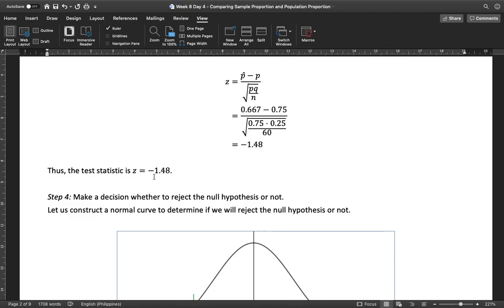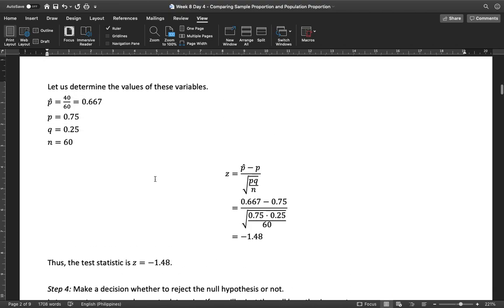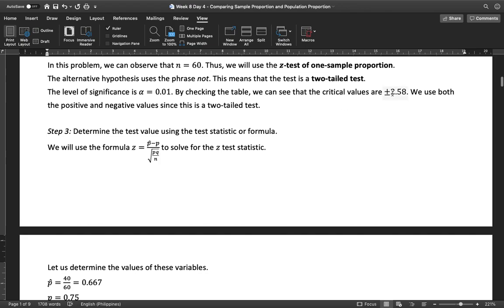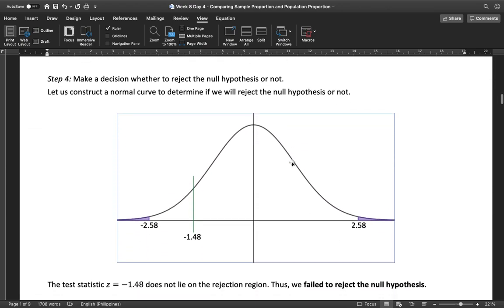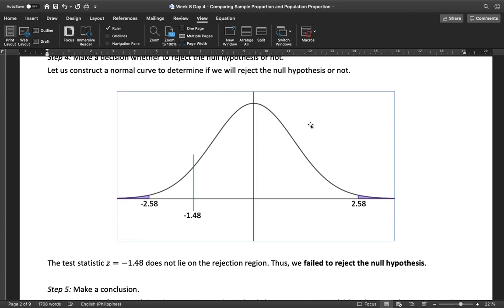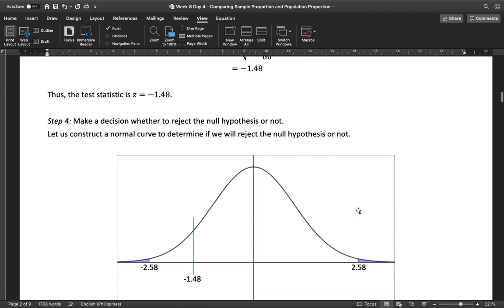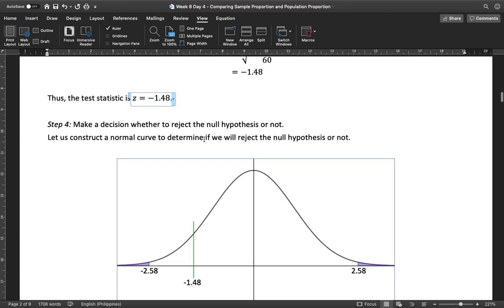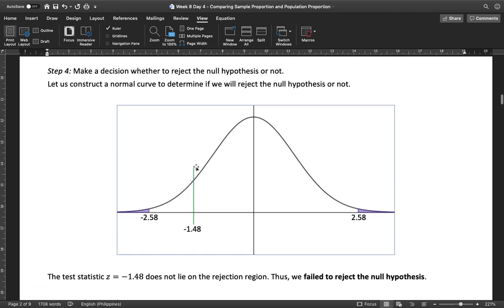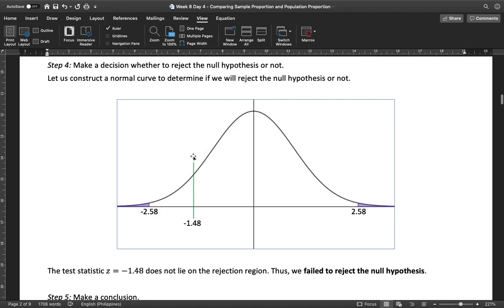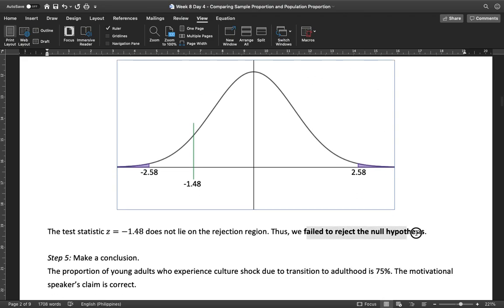So ang kailangan natin doon, test statistic at check critical values. Ano nga ulit yung critical values natin? Positive, negative 2.58. So we plot it here. Negative 2.58, positive 2.58. And where is the test statistic? Negative 1.48. Somewhere here. So, ayan. So, we can see here that the negative 1.48 does not lie on the rejection region. Wala sa rejection region. Kasi ito yung rejection region, di ba? So, we failed to reject the null hypothesis.